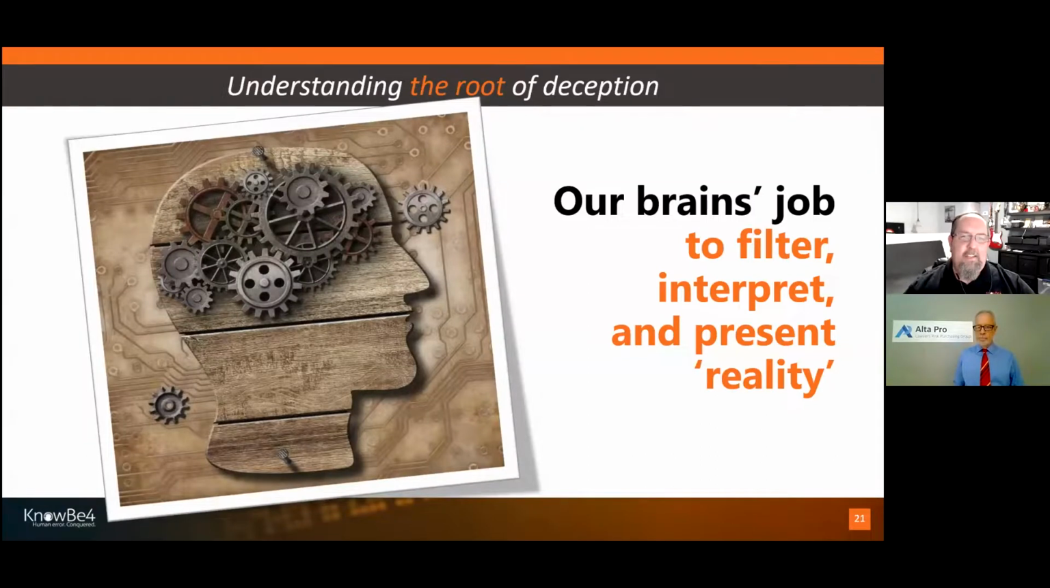Now, this comes into, again, the deception. The root of deception is our brain's ability to filter, interpret, and present reality. And it does do that. Our brain does a lot of filtering. For example, if you look side to side right now, you probably don't see your nose. Why? Because your brain actually filters that out of your vision, and it does it all automatically without us seeing it. It does that with information as well.